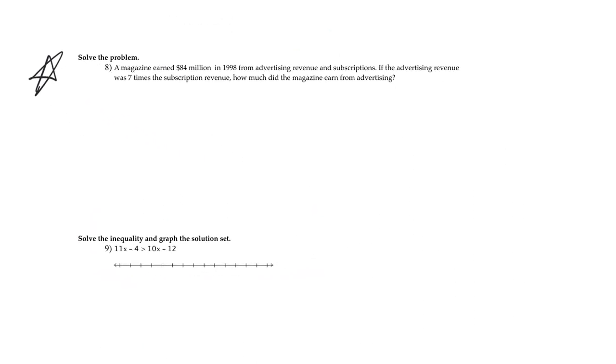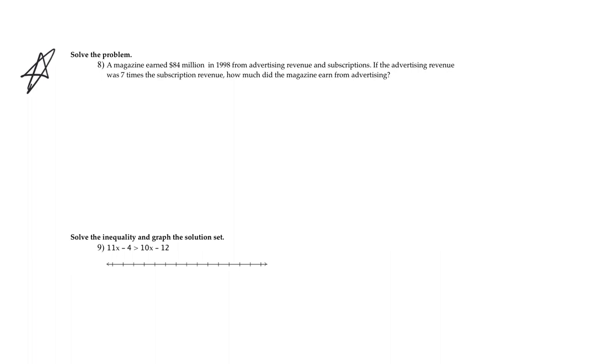Okay, next question is, a magazine earned $84 million in 1998. If the advertising revenue was 7 times the subscription revenue, how much did it earn from advertising? Oh, it earned 84 from doing both of those. Oh, okay. So let me revise this. It's not 84. Advertising revenue is equal to 7 times what you got from subscriptions.